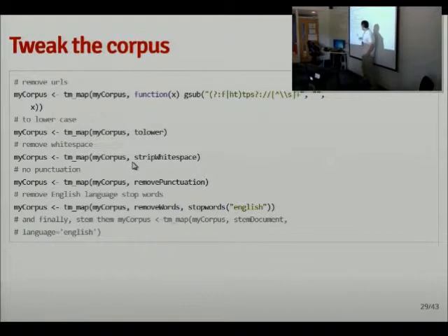In each of these, what we're saying is map this function onto my corpus. So the corpus is the set of documents we set up. We map this remove punctuation function, which is part of the library, onto it. We map remove words onto it, and then we give it a list of words to remove. I'm using the predefined set of English stop words, but you could add things to this list. You could say use all the English stop words plus these other words that I don't want in my data set. What are stop words?